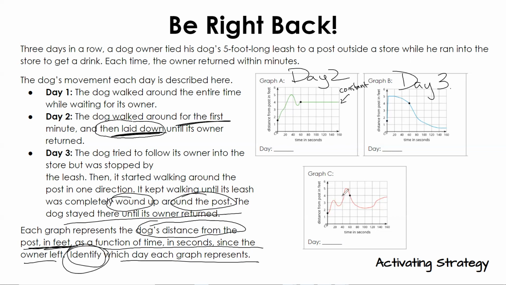Okay, now graph C, dog went a little crazy. He got really far, then got close, then got far, and then got close. Okay, so he was moving around the entire time, right? So this guy is day 1. Does everybody see kind of how we related the word problem to the graph? Not too bad, right?